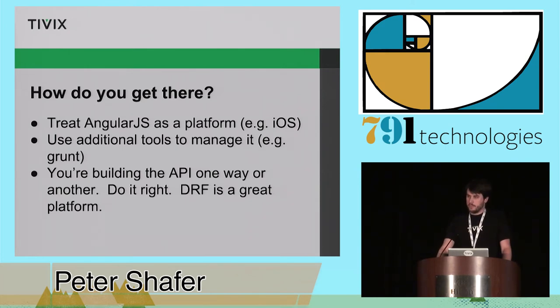We've been treating AngularJS as a platform. Think of it as like you're developing an iOS app. You don't go into developing an iOS app by saying, now how am I going to have Django generate my views and controllers and all of that? No, think of them as being completely separate. As a result, you need to utilize separate tools from Django and Python. So for us, we've been using Grunt quite extensively as well as Yeoman.